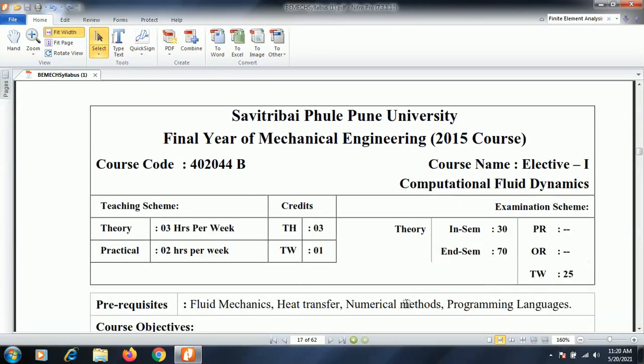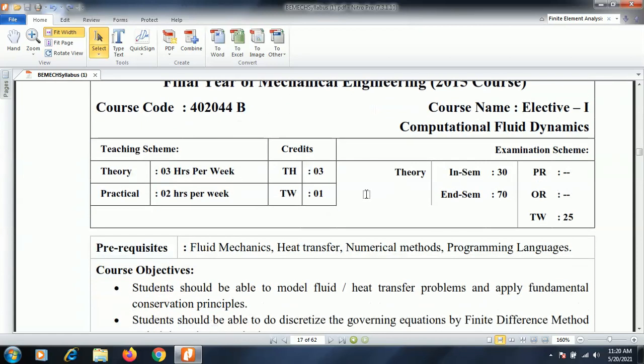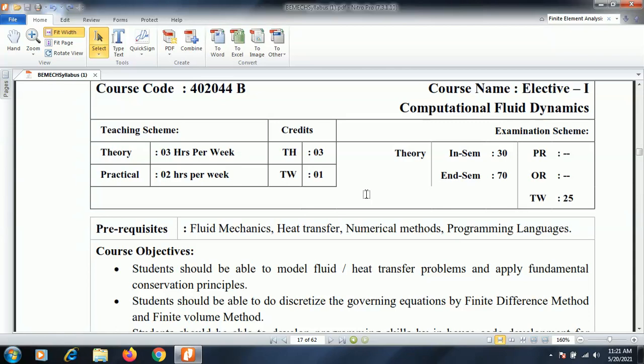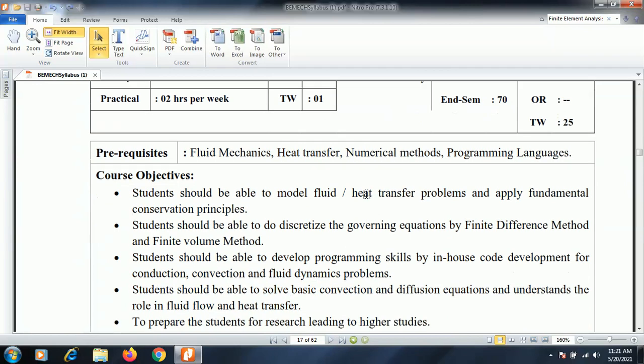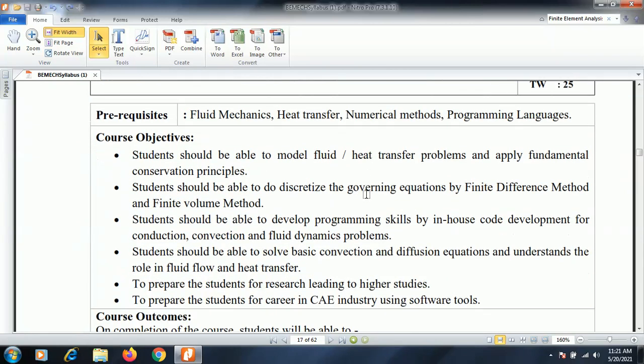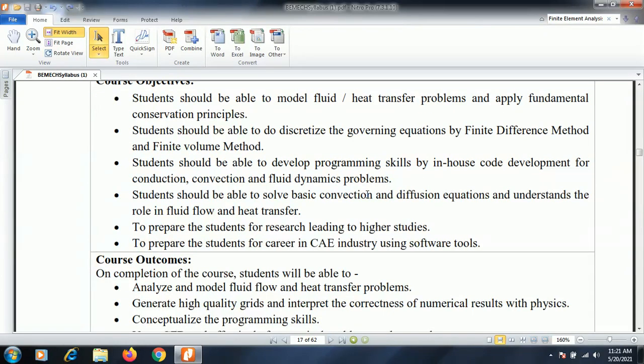The second elective you may choose from elective 1 is computational fluid dynamics. Again the prerequisites are the same, but computational fluid dynamics is mostly related with fluid mechanics, thermodynamics and heat transfer. So you can say the subject is related with the thermal field. Here the finite difference method and finite volume method are used. You will learn those governing equations, and also the software tools which are related with CAE.